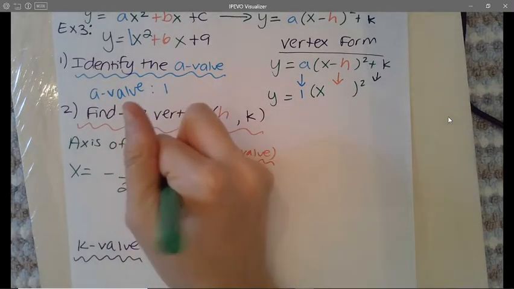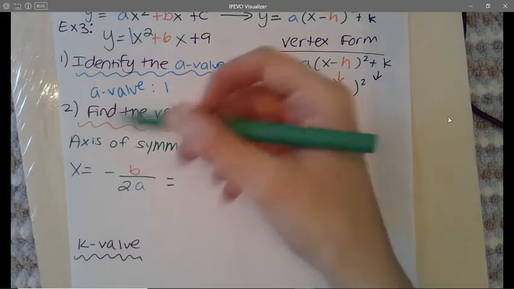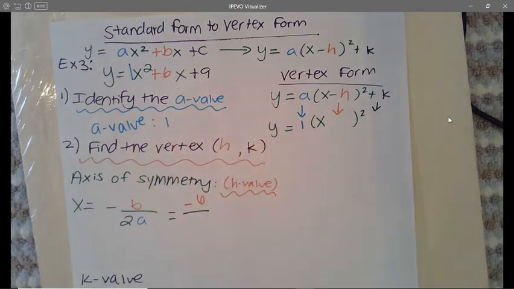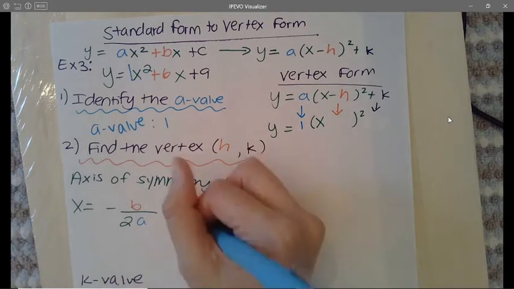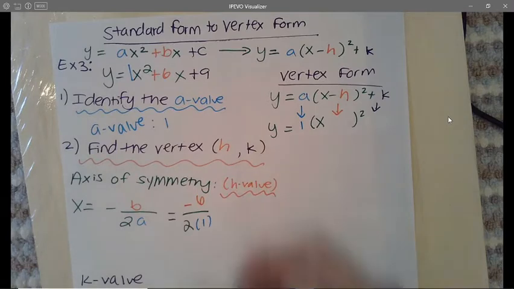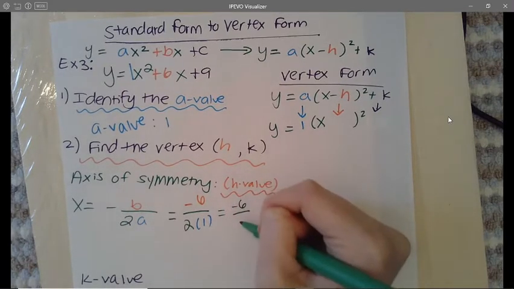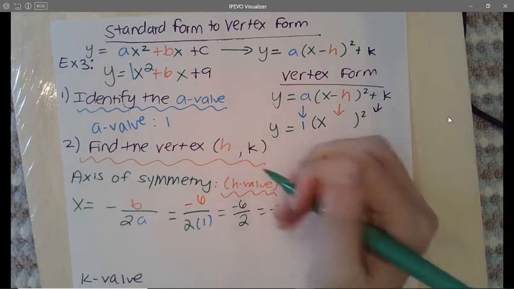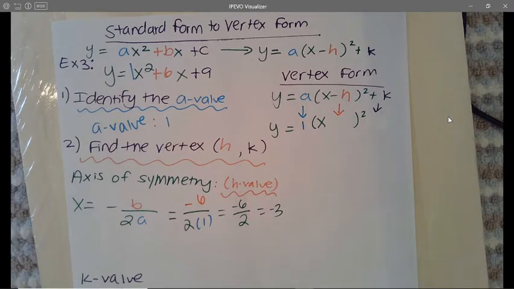So the axis of symmetry equation is negative b, or the opposite of b. What is the opposite of my b value? That would be a negative 6. Nice job, you guys. And then over 2 times a, which a is 1. All right, let's solve this. So we have negative 6 over 2 times 1, which is 2. And then negative 6 divided by 2 is negative 3. So the h value of my vertex point is negative 3.